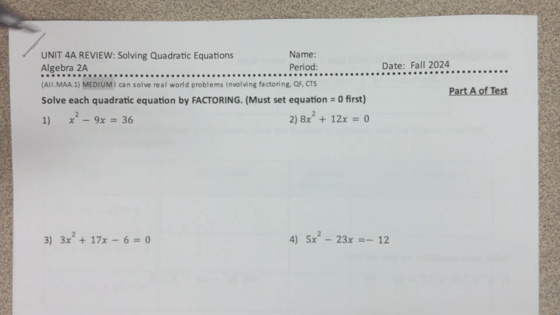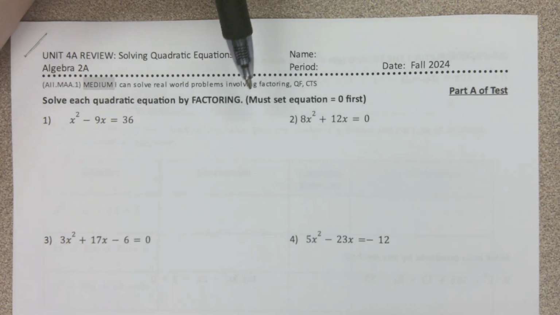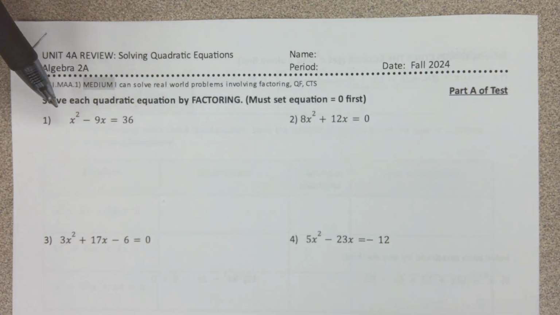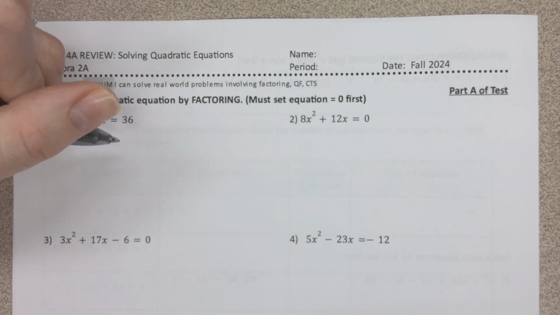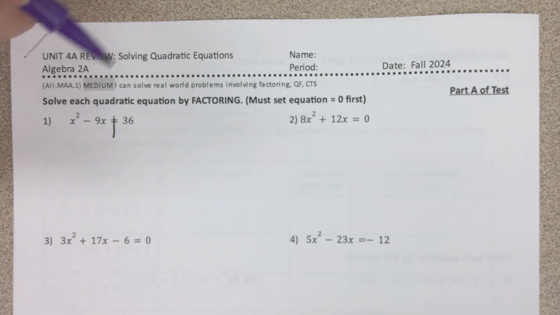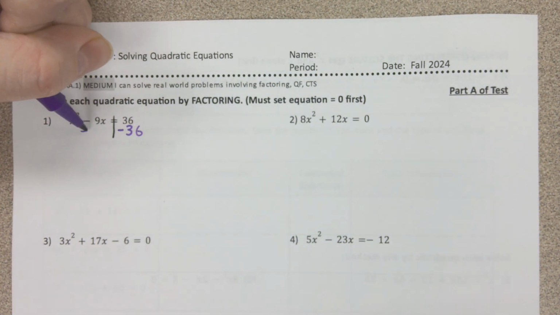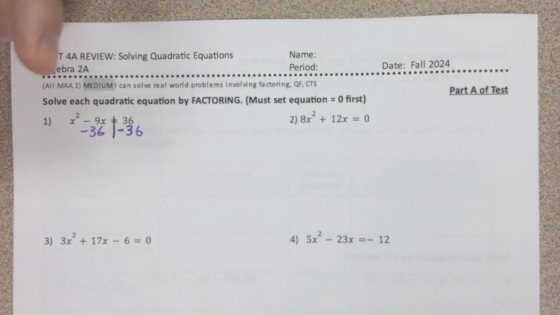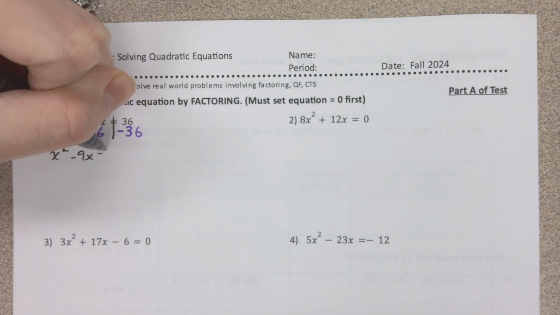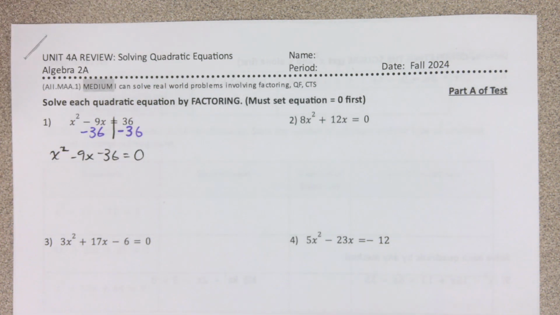Number 1 here, x squared minus 9x equals 36. Notice the directions, you have a little hint here. You must set the equation equal to 0 first. That's kind of a given. Anytime we're trying to solve a quadratic where we have an x squared, you have to have this equal to 0 before you can actually solve it. So, let's take care of that. That's a positive 36, so I'm going to minus 36 on both sides. We have x squared minus 9x minus 36 equals 0.